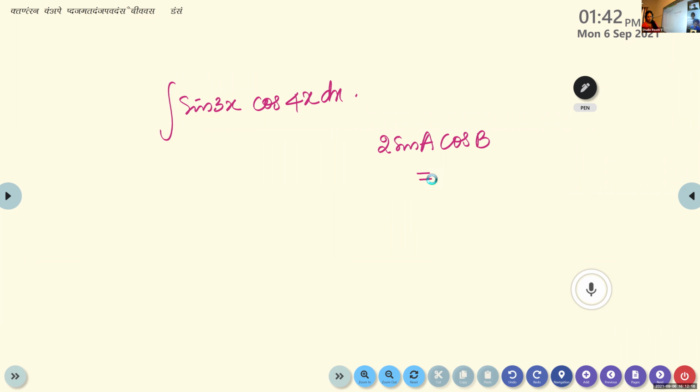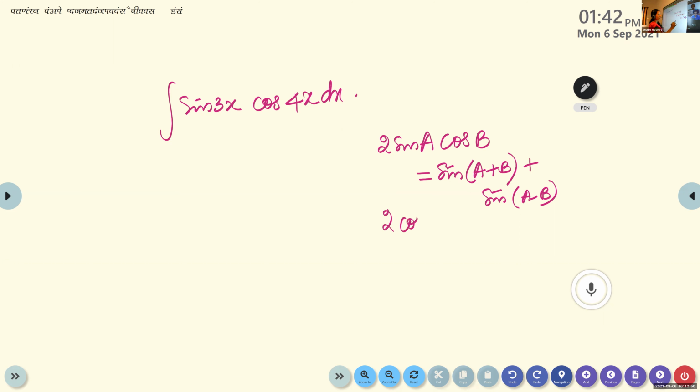2 sin A cos B is sine of A plus B plus sine of A minus B. Is it correct? This is product to sum.